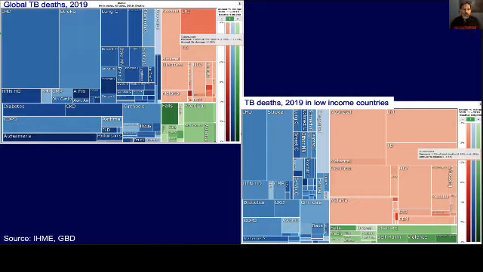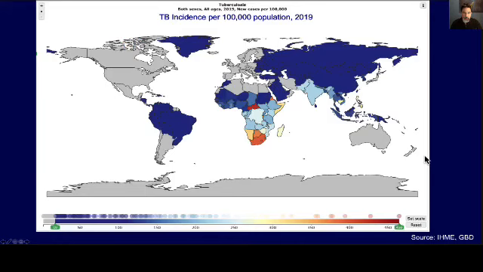So just to give a sense of where TB fits in, on the left I'm showing the number of deaths globally, and you can see TB here on the left is about 2% of all deaths around the world, and down here I'm showing the distribution of all causes of death among low-income countries only, and you can see there TB is making up a larger share, more like 5 or 6% of all the deaths in low-income countries.